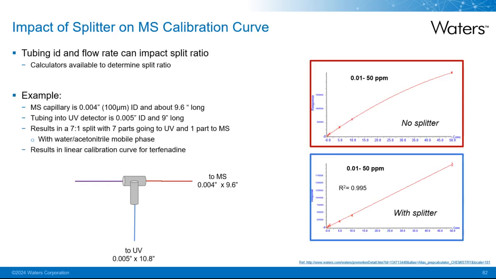This slide shows the impact that a splitter can have on the calibration curve of an analyte. And in this example, terfenadine is shown from 0.1 to 50 ppm on two system configurations, one without a splitter and one with, and you can see the more linear response of the MS signal when the splitter is used. So based on the tubing internal diameters, we can determine the approximate split flow ratio for the splitter. And we can also adjust the tubing length and/or the ID to change the ratio. There are online calculators to assist with this calculation type.